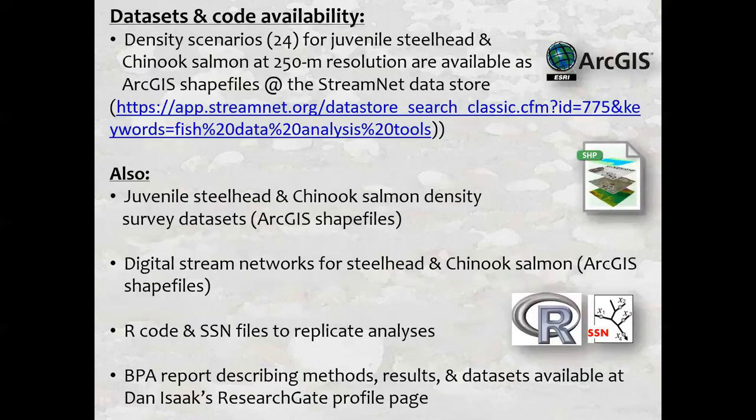And lastly, then, just for folks that are interested in accessing these data sets, the ArcGIS shapefiles of these density scenarios are available at the StreamNet data store. You can go to that link, and there's also then a BPA report that describes in more detail the results and data sets that are available at my ResearchGate profile page.